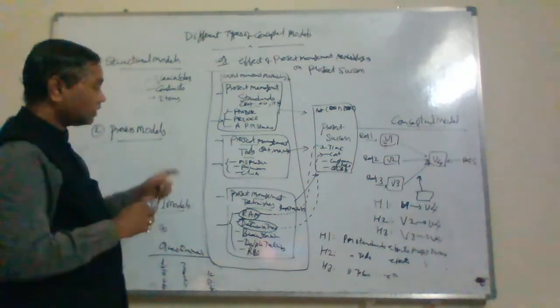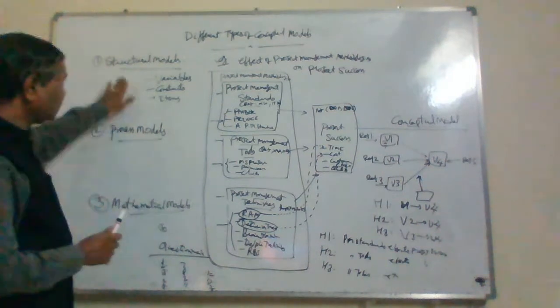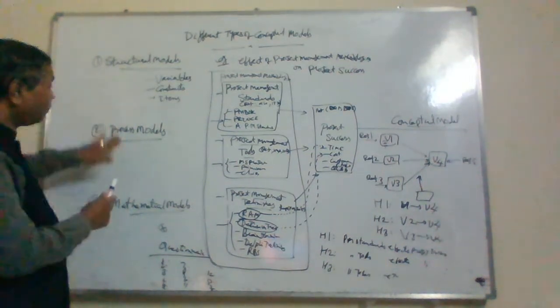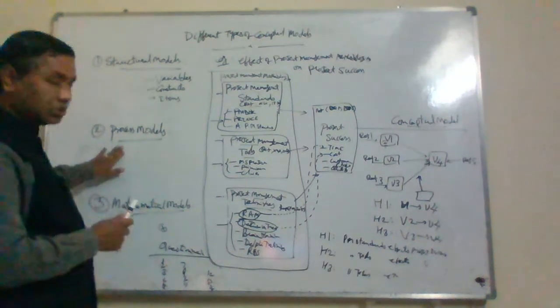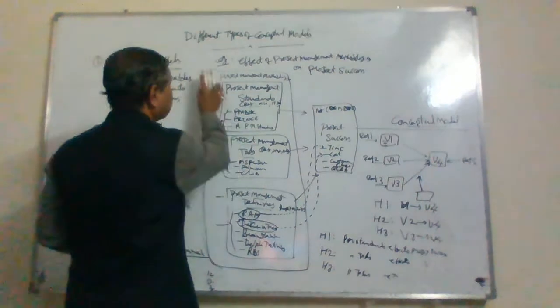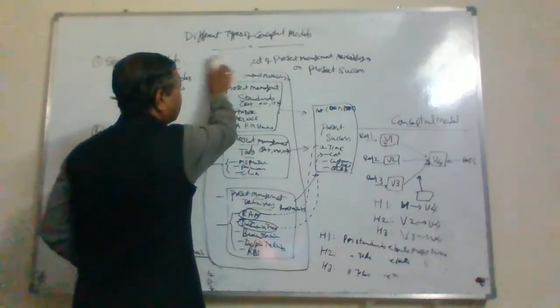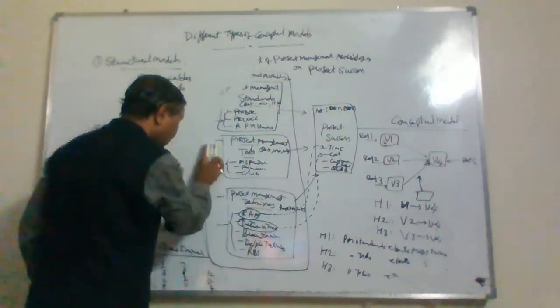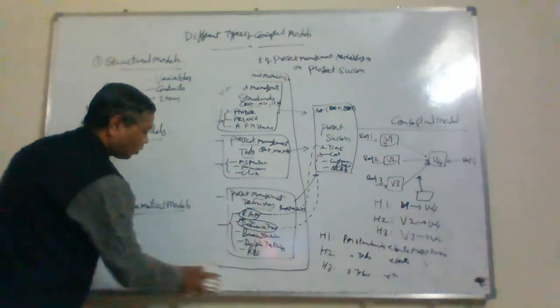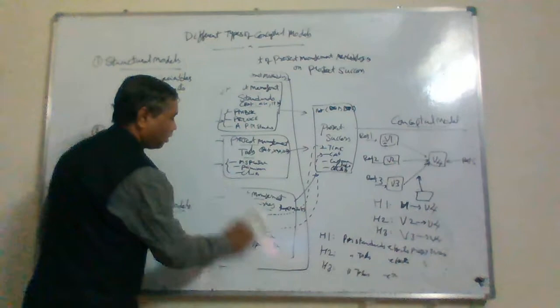Right. So let's move on. Actually, structural model is one of the types of conceptual models. Now I will take you through the process models. See, how are the process models? I will explain an example process model. See, what is a process model? Basically, process model, I will tell you.